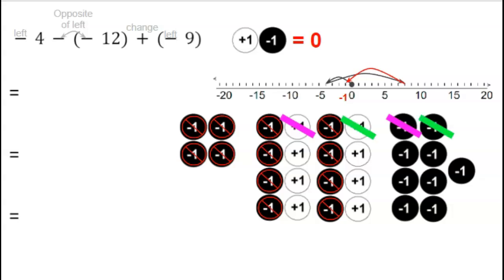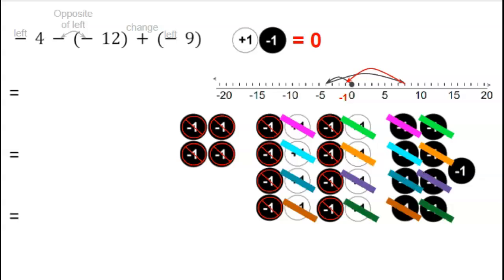0 pair, 0 pair, 0 pair, 0 pair, so on until I run out of pairs, and all I am left with is 1 negative integer chip. So again, I got the same answer, negative 1.